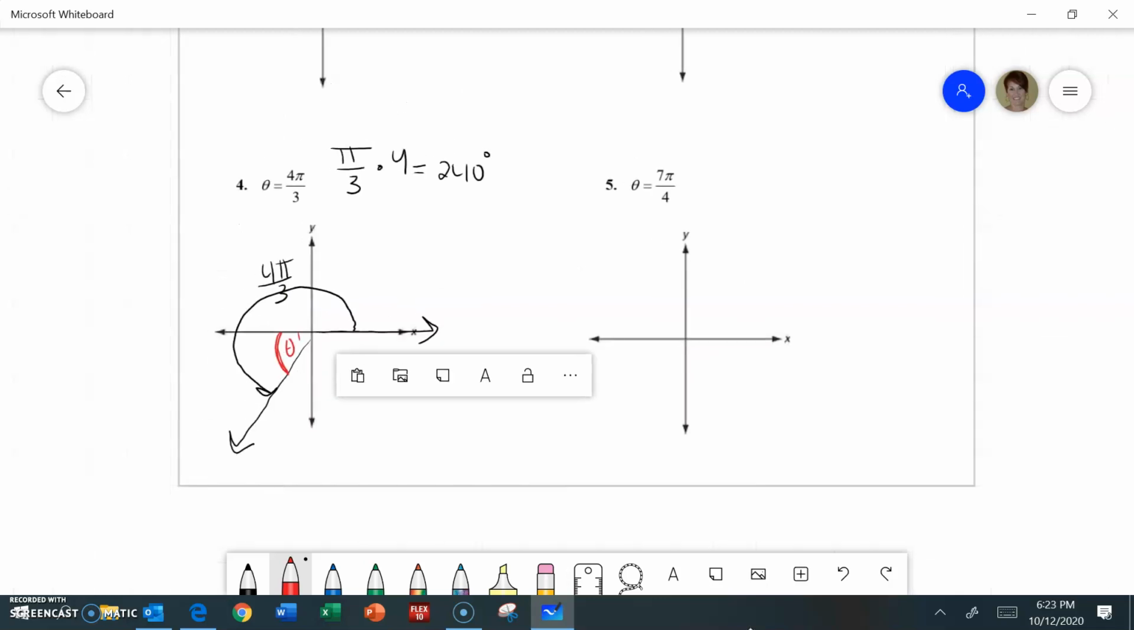Well, we know we want our answer in radians, and we just said earlier that 60 degrees is pi over 3. So the reference angle here for 4 pi over 3 is pi over 3.